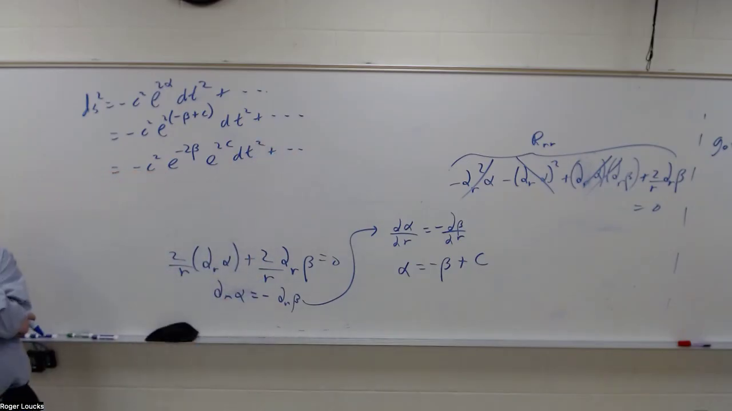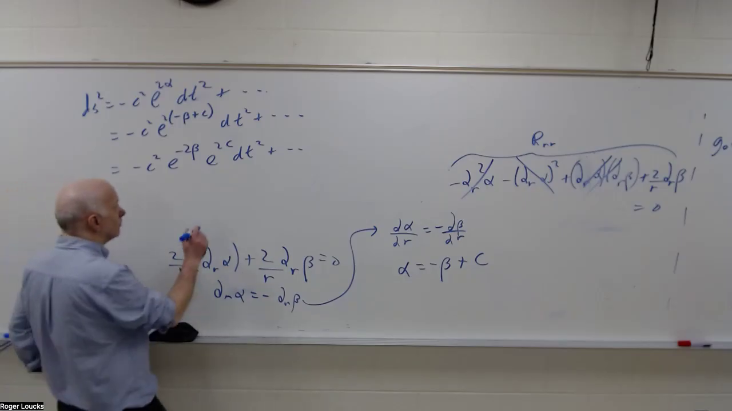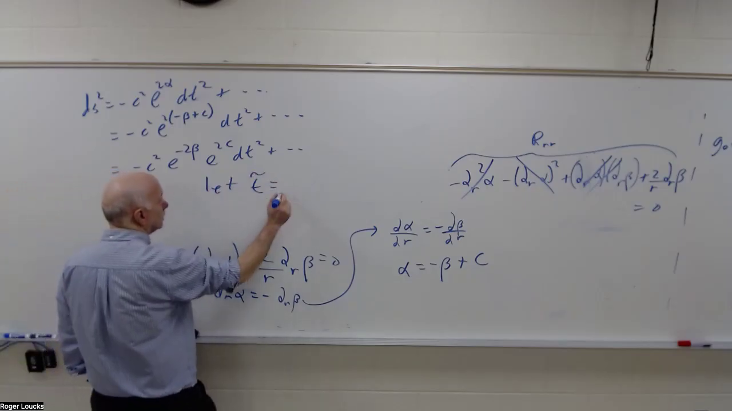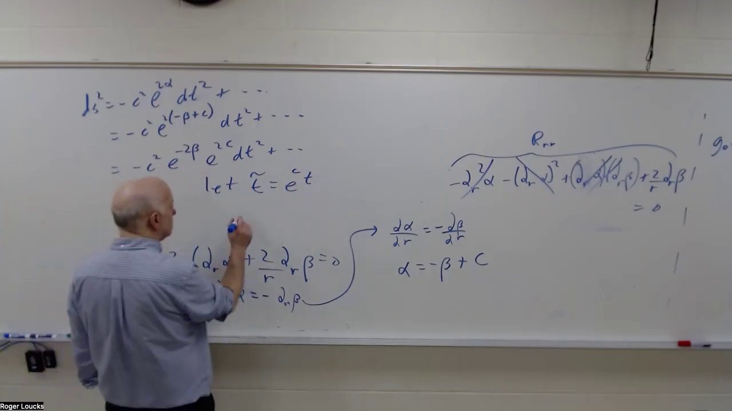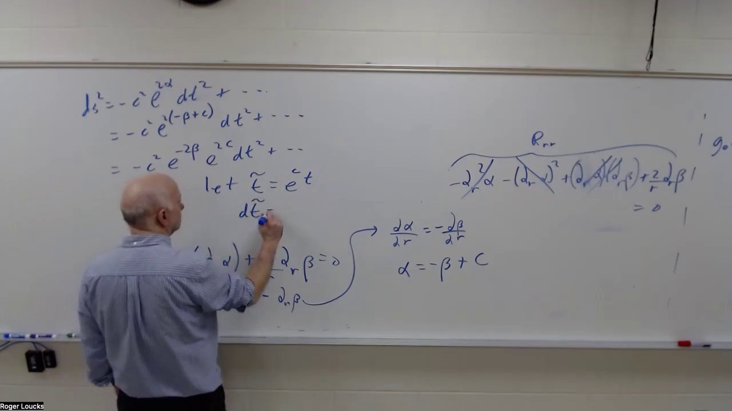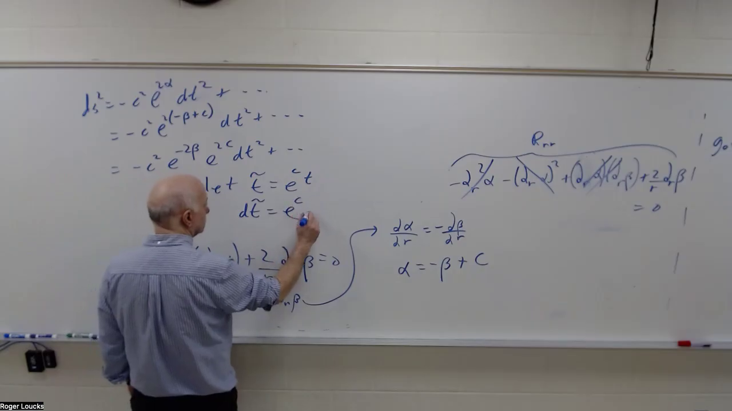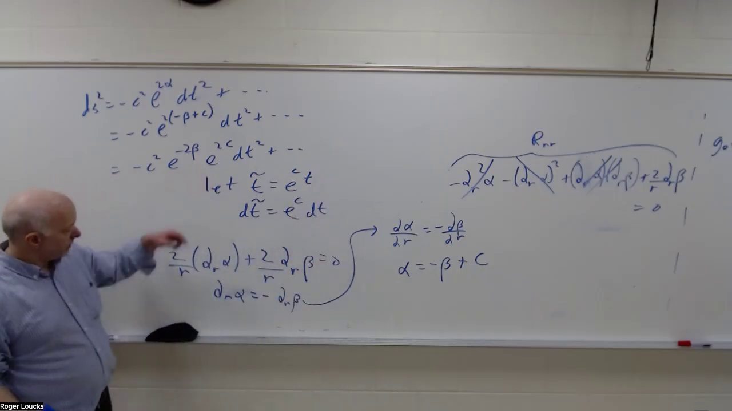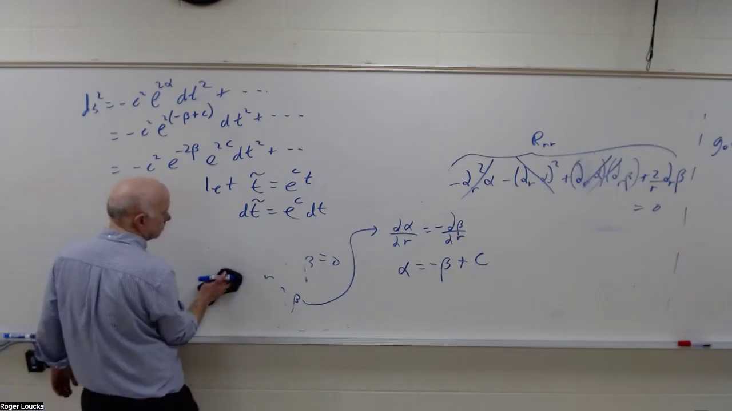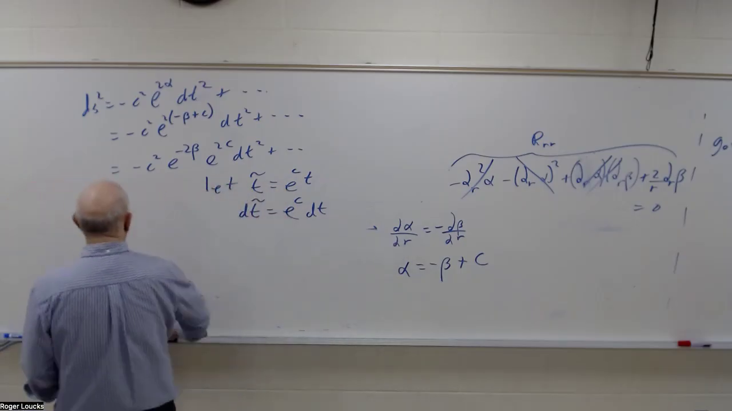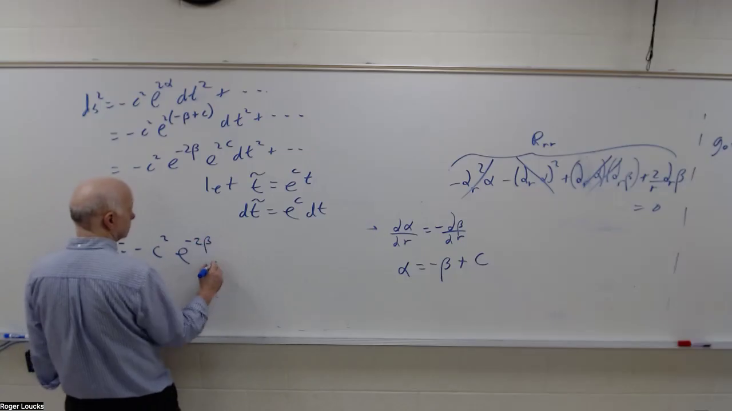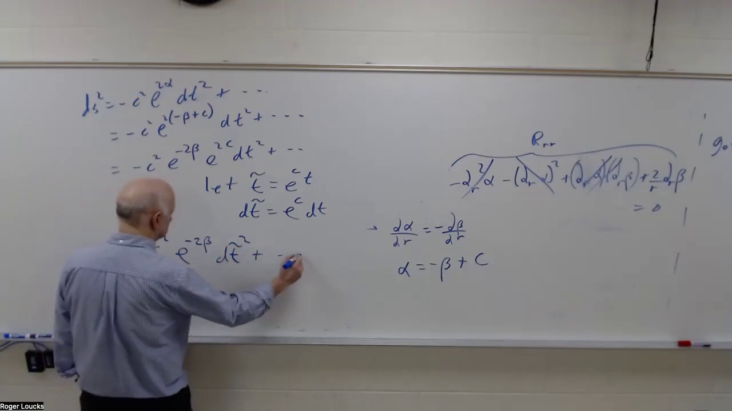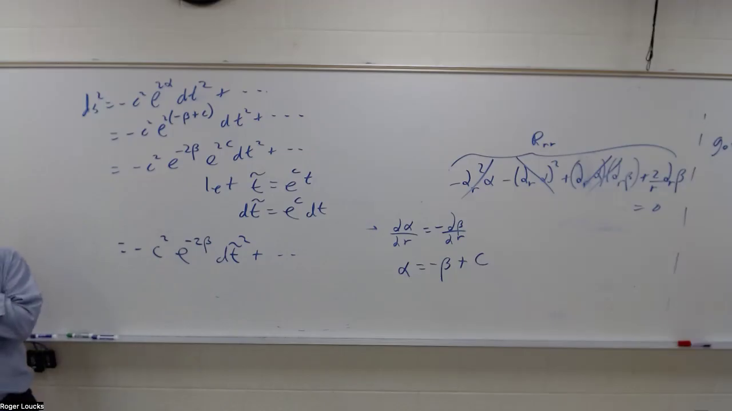Hey, what do you think I can do with time? I can rescale my time. I can let t twiddle be e to the c t. Right? So that d t twiddle equals e to the c dt. And if I square it, this whole term here becomes... I can do that.